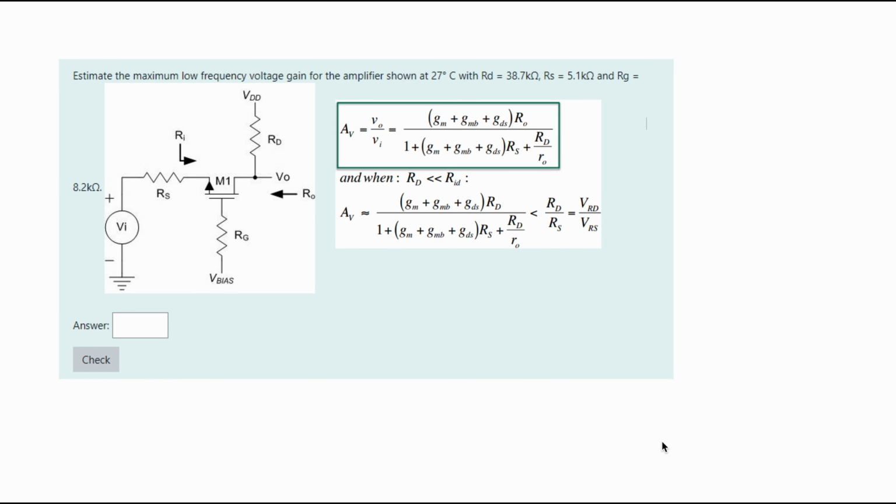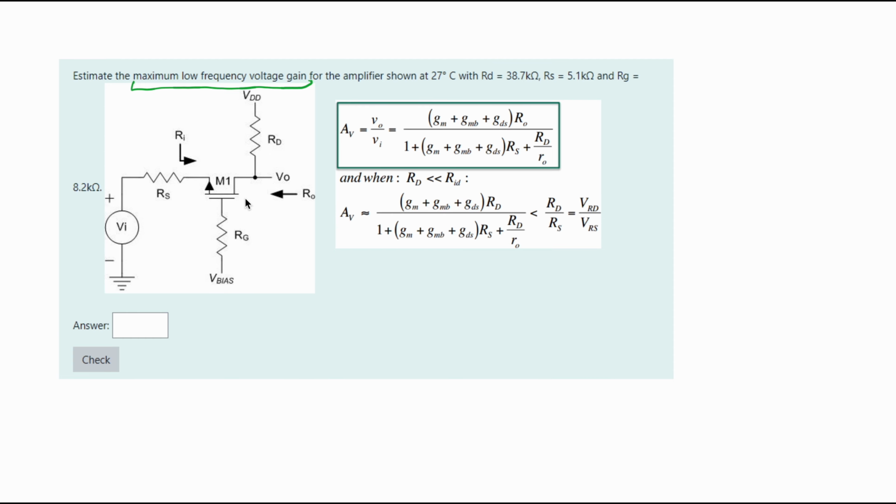The problem tells us to estimate the maximum low frequency voltage gain. So this is what we're going to be finding for the amplifier shown at 27 degrees Celsius with RD 38.7 kiloohms, RS 5.1 kiloohms, and RG at 8.2 kiloohms. Now, if you have different values, the actual process is going to be the same.